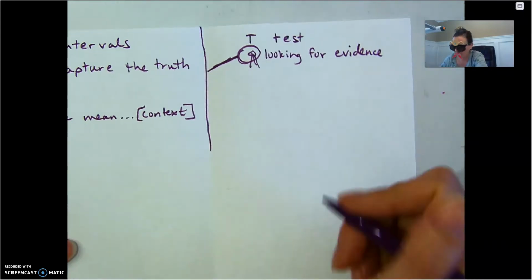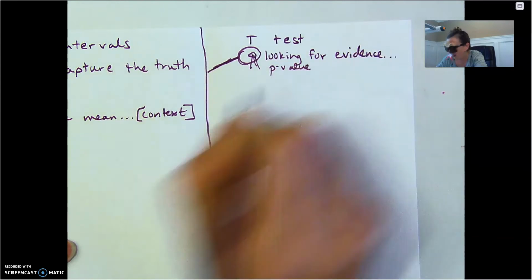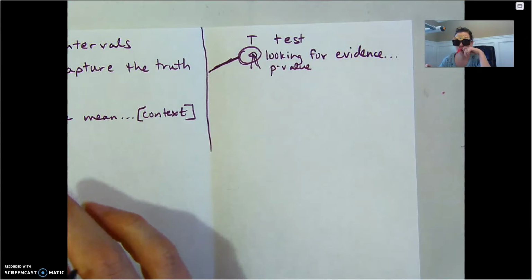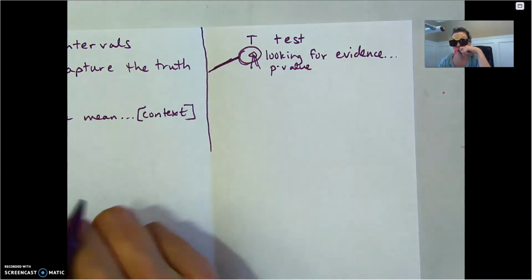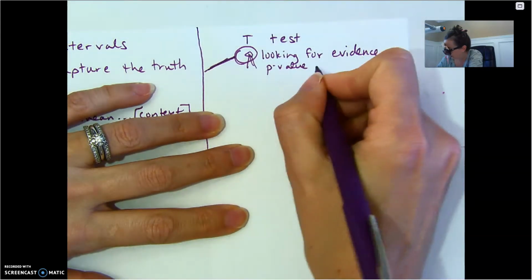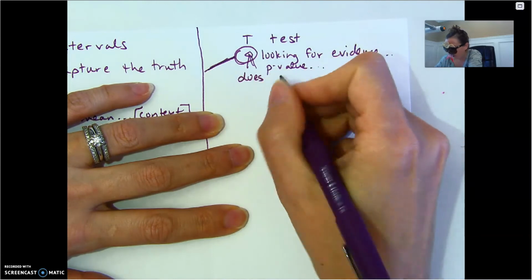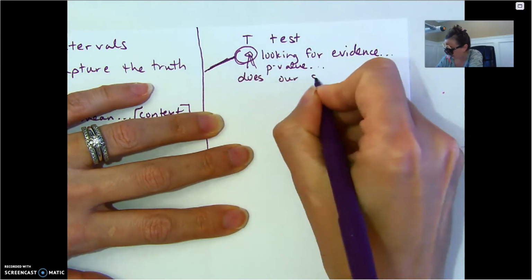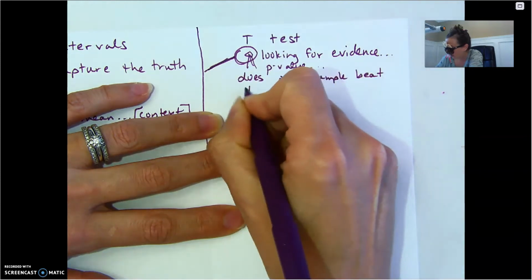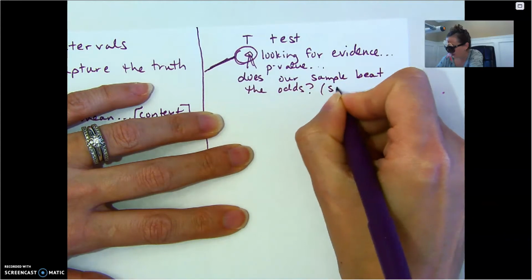So if you're looking for evidence, you're going to be getting a p-value out. The p-value is the probability of your sample happening. So the smaller the p, the more significant your sample would be. So let me add a little bit here. This p-value is answering the question, does our sample beat the odds? I'll put in parentheses, is it significant?